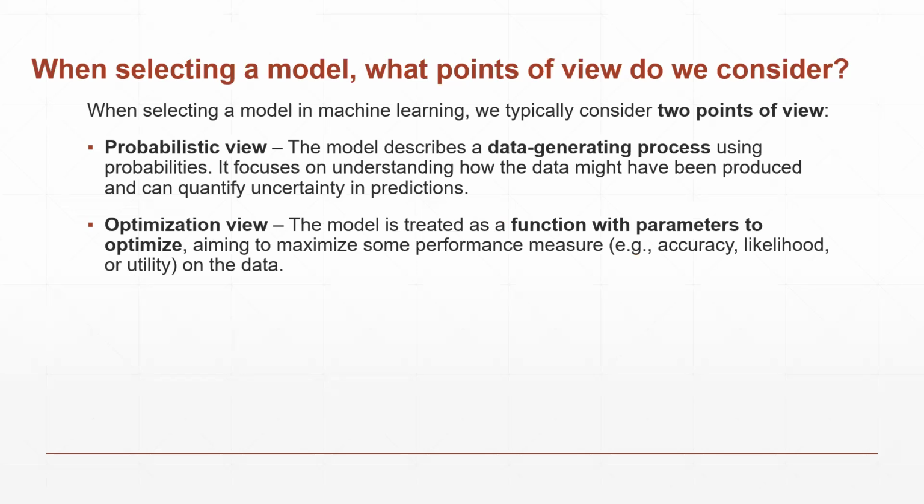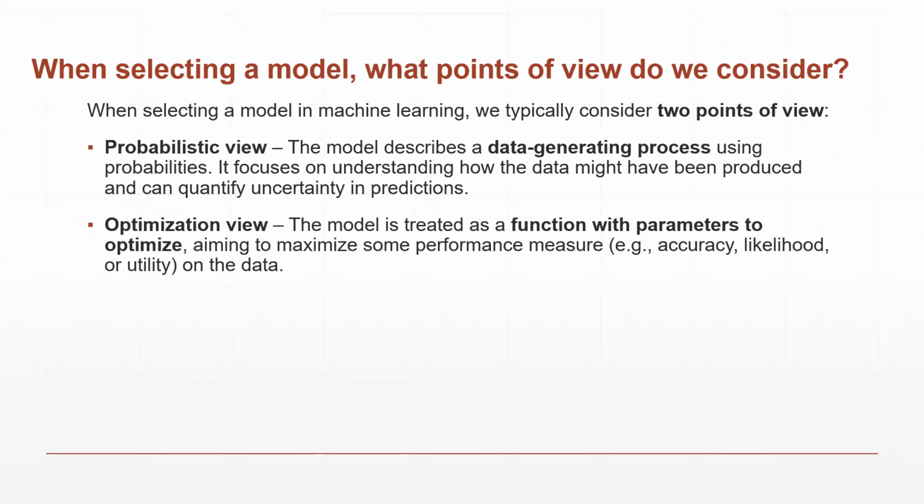The optimization point of view. In this point of view, we treat the model as a function with parameters that we need to optimize. We aim to maximize some performance measure, so either accuracy or likelihood or utility.